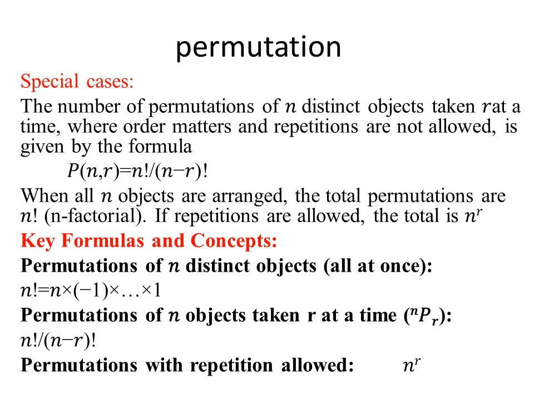Key formulas and concepts. Permutations of n distinct objects is n factorial, that is n into (n minus 1) and so on to 1. Permutations of n objects taken r at a time: nPr is equal to n factorial over (n minus r) factorial. Permutations with repetition allowed is n to the power of r.